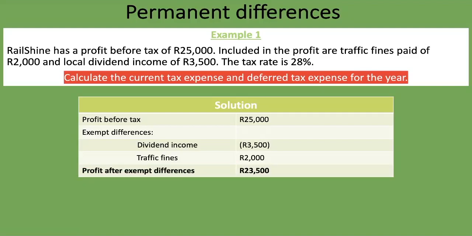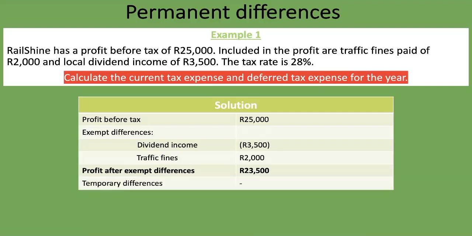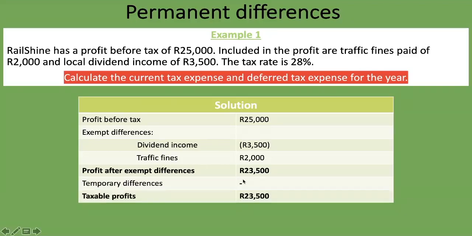Now, if you have any other temporary differences, that's when we put them down here. But since we have no temporary differences, we are not told anything else. The only thing we had was traffic fines and local dividend income. We have no temporary differences, so we put it as a negative. And what do we get to? We get to what is called taxable profits. That means according to the tax regulations, the profits that will be subject to tax is the 23,500 rand.